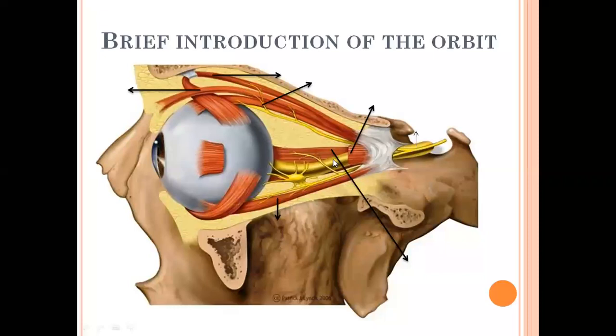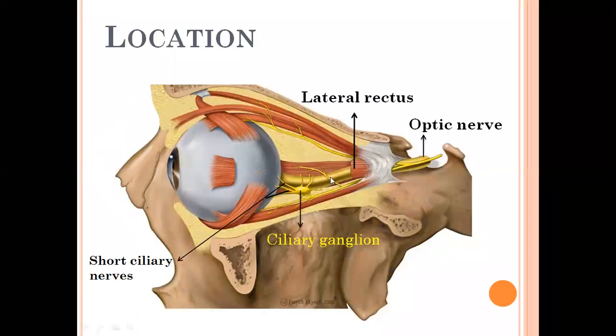In between you can see the optic nerve. This is the optic nerve and this is the ciliary ganglion. You can see the oculomotor nerve is coming and divides into 2 divisions, superior division and inferior division. The inferior division has a communication with the ciliary ganglion here. Now with the labeling, this is the lateral rectus, this is the ciliary ganglion, the short ciliary nerve, and this is the optic nerve.